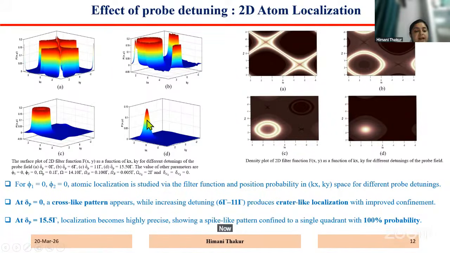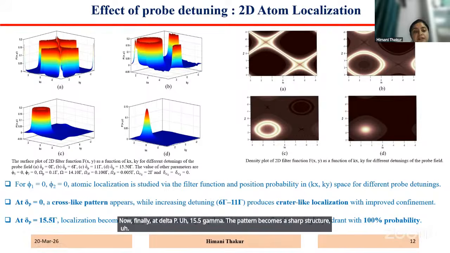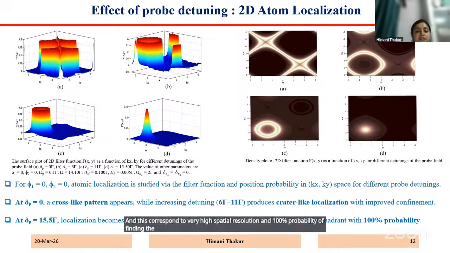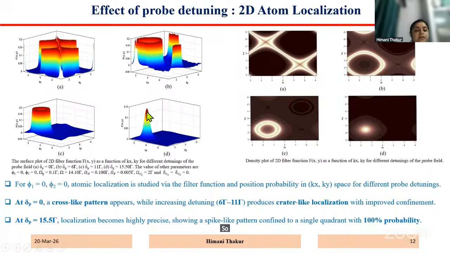Now finally at delta P 15.5 gamma, the pattern becomes a sharp, spike-like structure, and this corresponds to very high spatial resolution and 100% probability of finding the atom at a specific position at this tip. So by increasing probe detuning, we can significantly enhance the precision of atom localization.